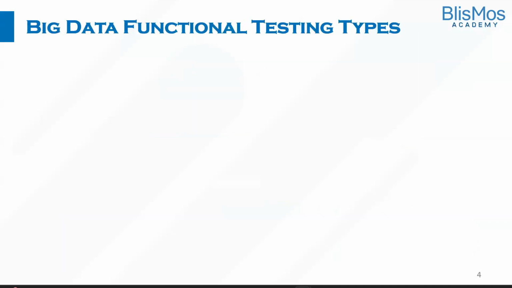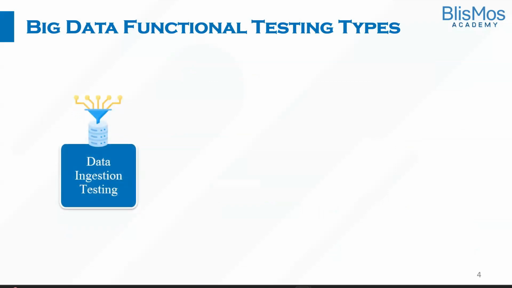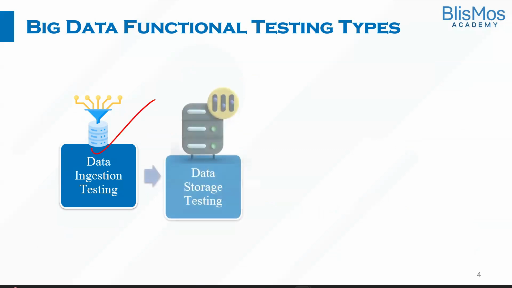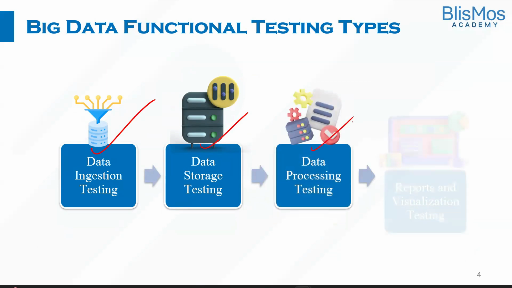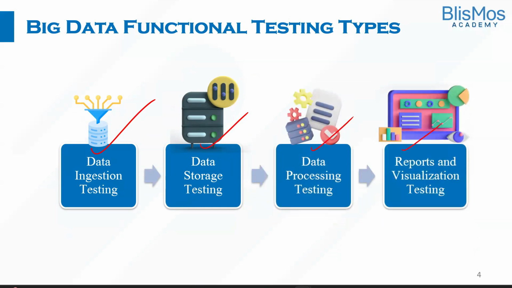Let us understand what are the different types, or in a way, what are the different stages of functional testing. One is data ingestion testing. The second one is data storage testing. The third one is data processing testing. And we have reports and visualization testing. Let us look at them one by one.